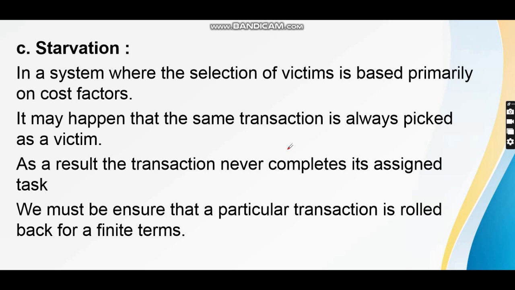again and again, if we try to select that transaction, okay, and because of which the assigned task is not completed, definitely it is going to be a loss for the system, right? Because of which the work is not completed, right? That's why we must make sure that a particular transaction is rolled back for a finite number of times. Okay, since at some point the transaction must be given a chance to complete its assigned task, only then will the entire system be a successful system.